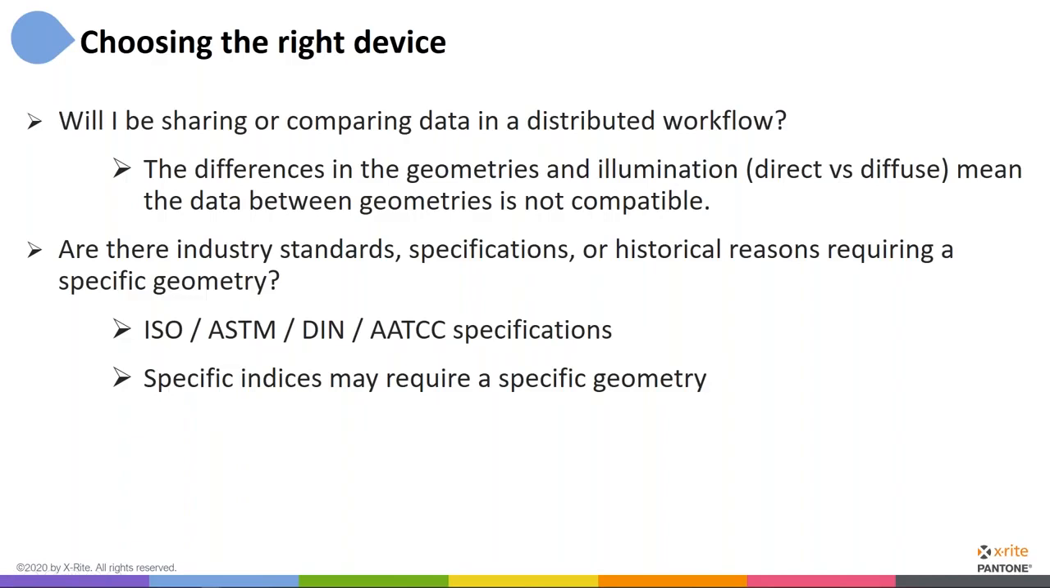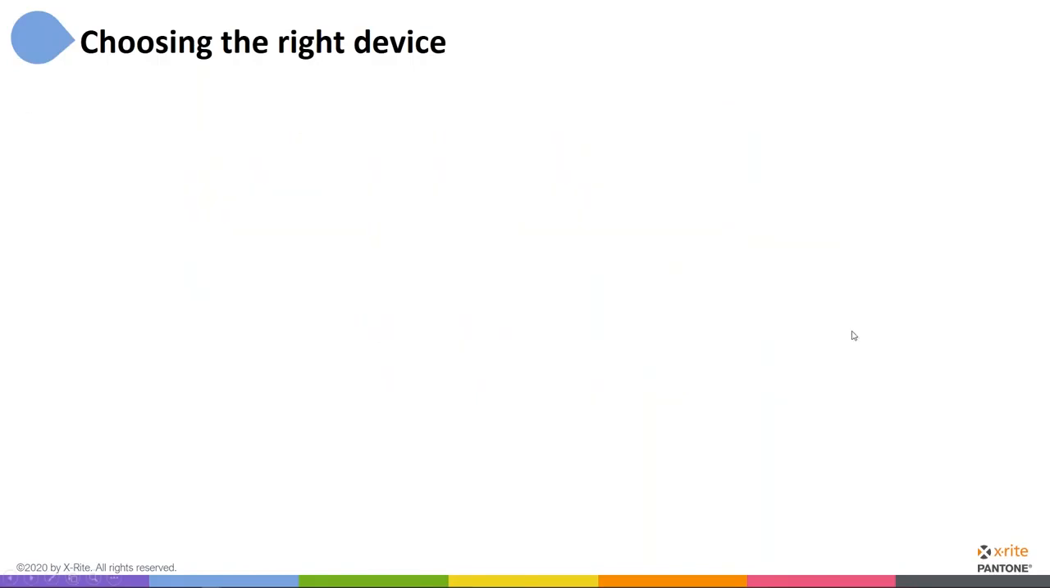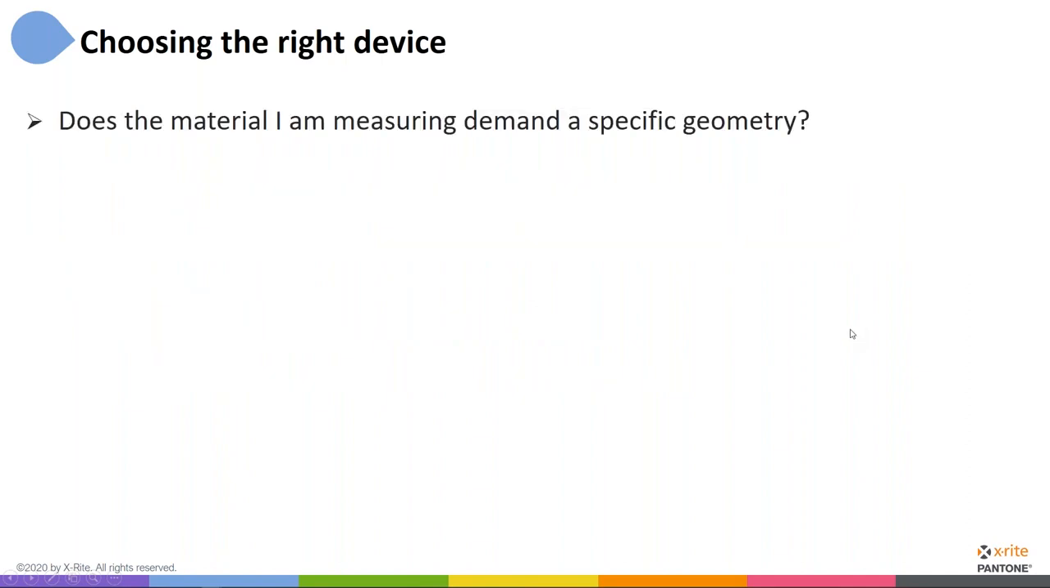I mentioned earlier, there's a thing called haze measurement. It's a means of using transmission measurements to calculate the clarity or clearness or haziness, as its name would indicate, of a translucent, transparent plastic. There's a specification that requires a specific geometry to do that. You can't just pick and choose, right? Does the material I'm measuring demand a specific geometry? Kind of like what we were looking at, right?